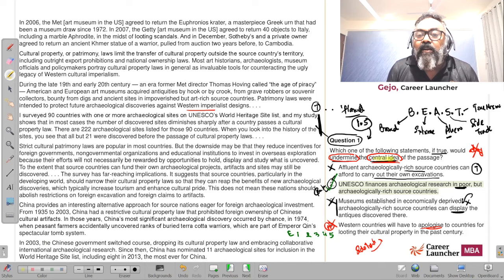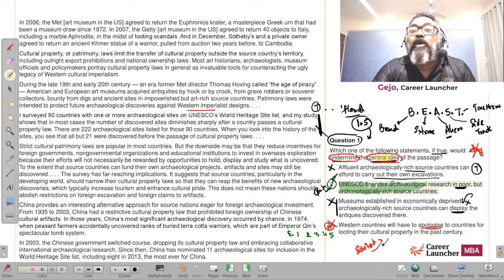Even let's say for some reason you did not understand the central idea, you can align with this particular passage. You can definitely say that this is a faulty thing. This goes against what the passage has mentioned. Therefore, it's obviously going to attack what the passage is trying to say.